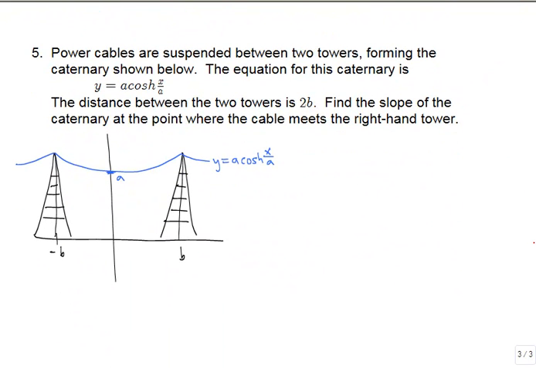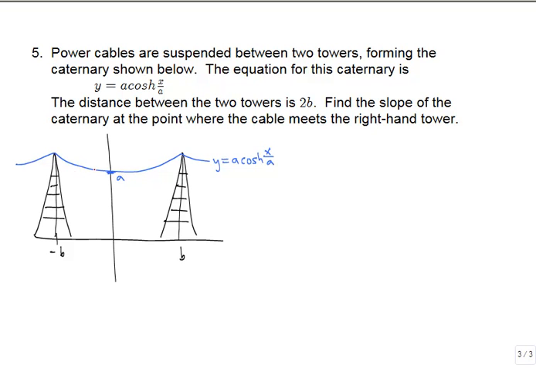Okay, and then the last one here. Suppose that we have power cables suspended between two towers, forming the catenary shown below. So the catenary is the way that this wire sort of hangs, and this is a very common application of these hyperbolic functions, because this is a hyperbolic cosine curve right here. The shape of that hanging wire forms a hyperbolic cosine.